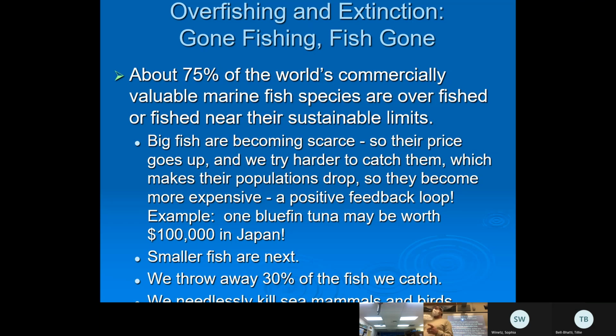In fact, one large fresh bluefin tuna might bring $100,000. A single fish could now be worth $100,000 in the Japanese market, which means that people are motivated to go catch it, aren't they? Which means that there's not very many of them left, which raises its price up more, which increases the motivation. See how this spirals on itself in a positive feedback loop.